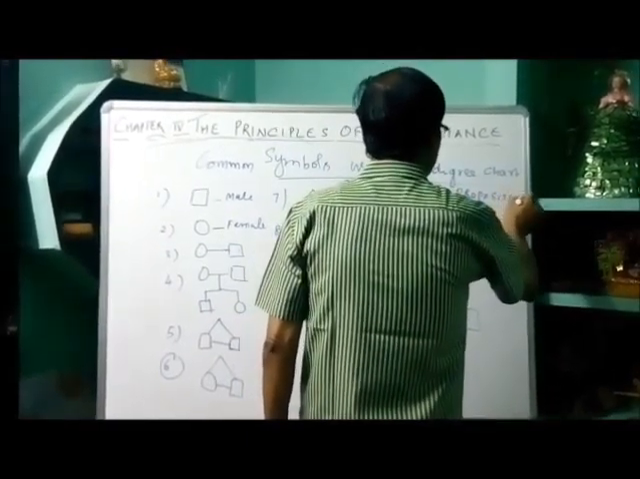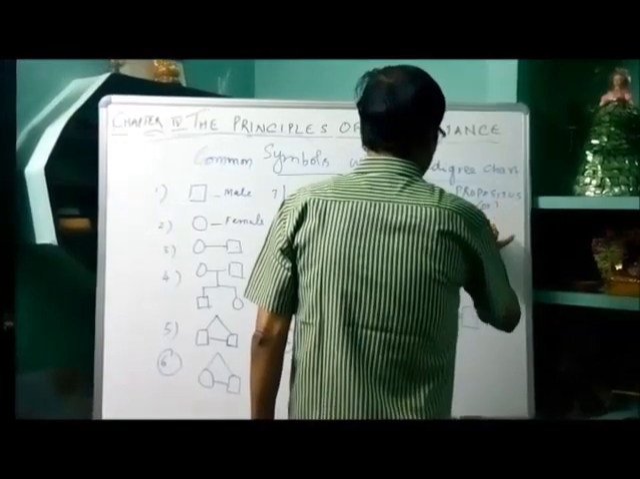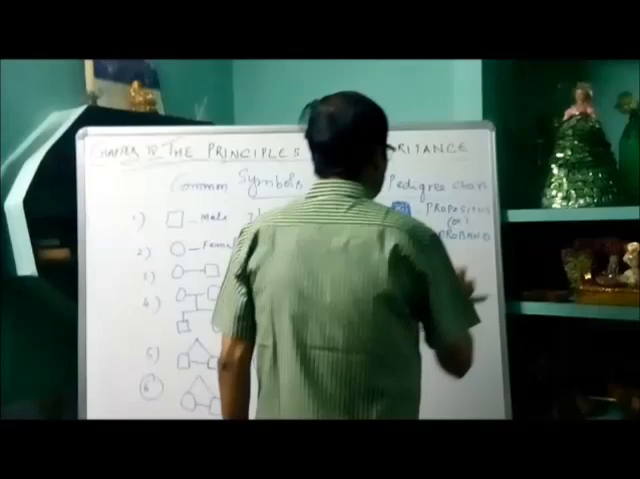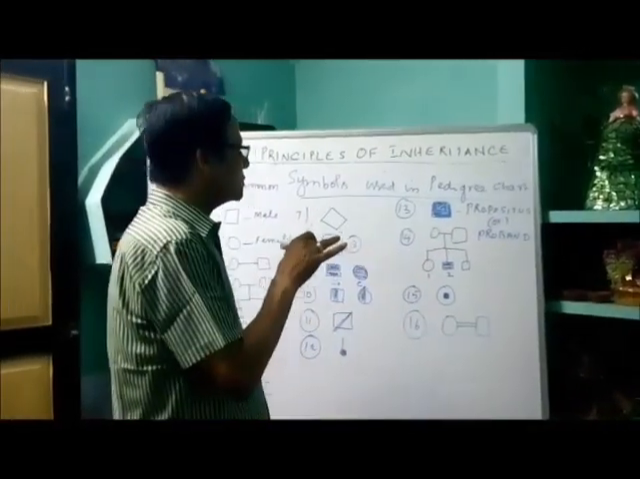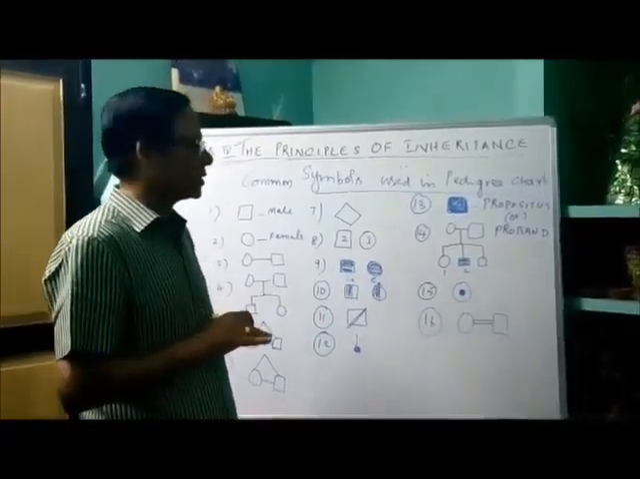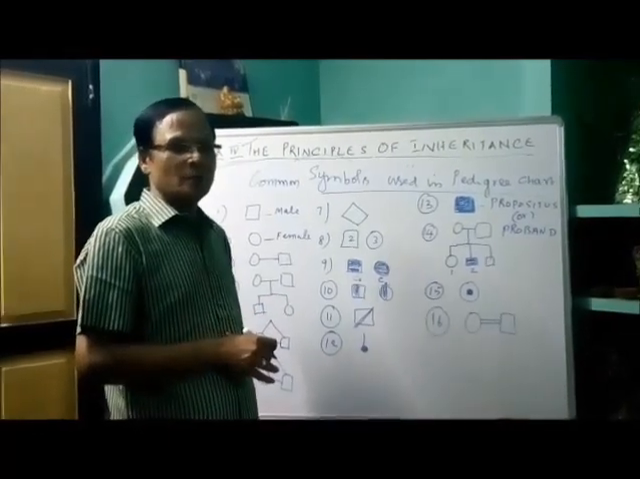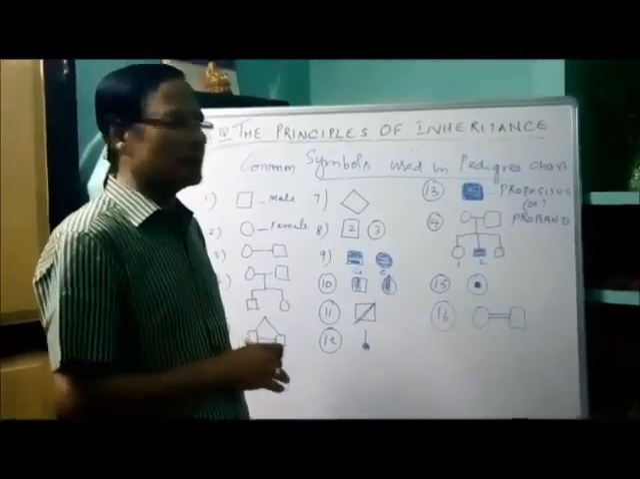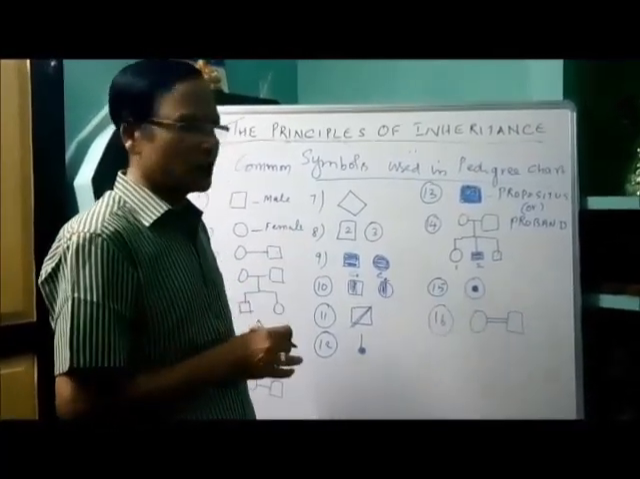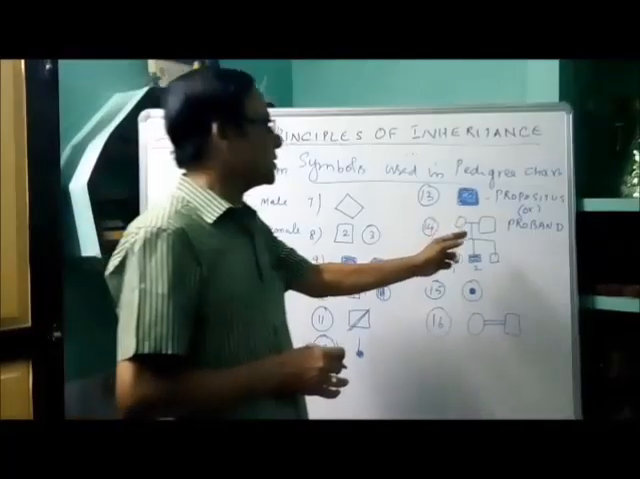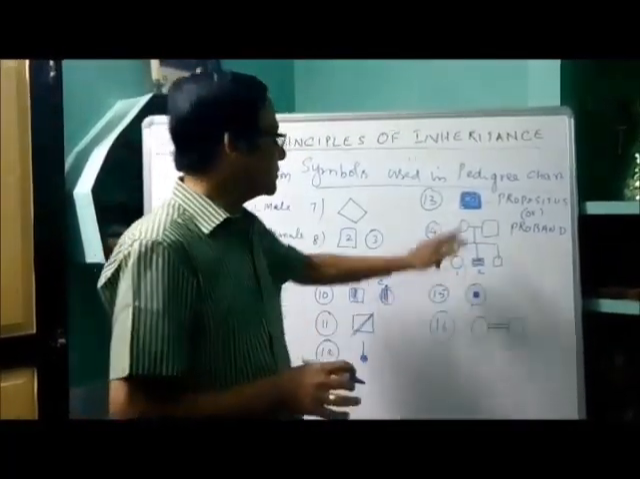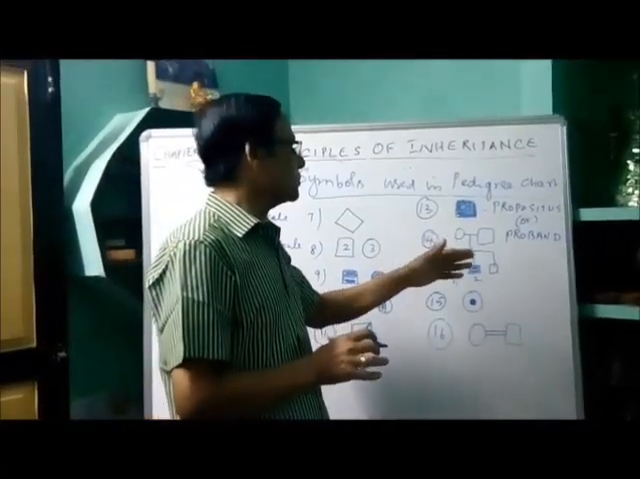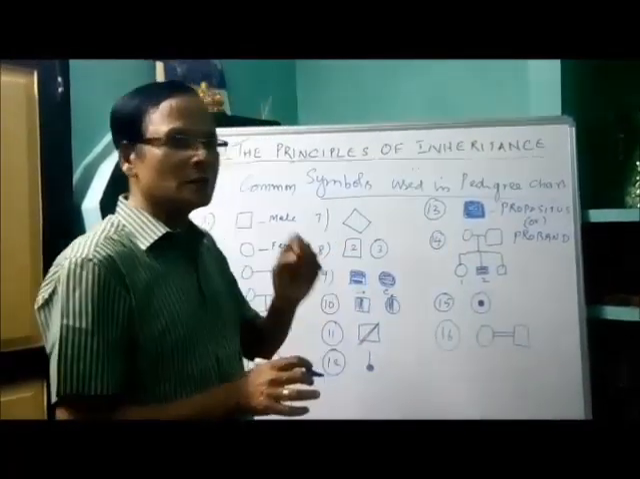Propositus, or proband. The meaning of proband is the first affected child. In a family with four members, maybe the second boy or a girl is affected, and that is the first affected child by the disease. Propositus or proband is for a male, and for a female, proposita. So propositus or proband refers to the first affected child.